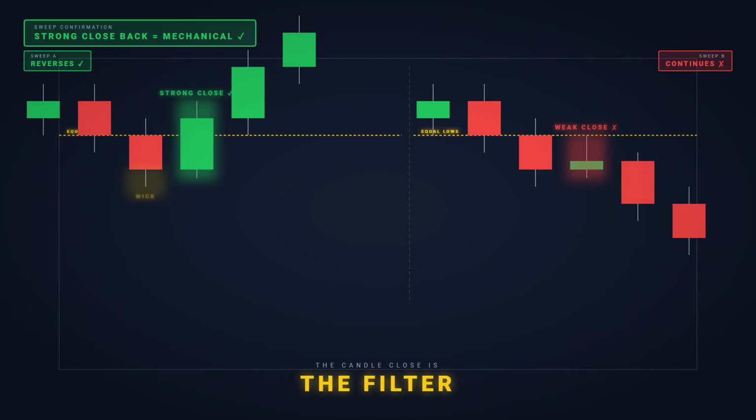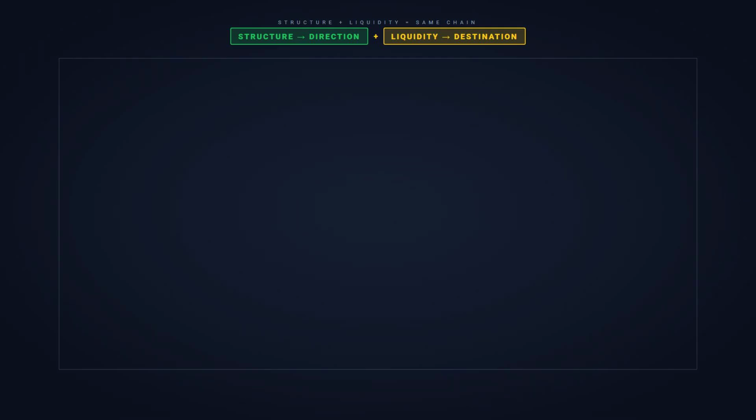Now let's connect this back to structure, because liquidity and structure aren't separate tools. They're two parts of the same mechanical chain. Structure tells you the direction. Liquidity tells you the destination price needs to visit before it continues in that direction.